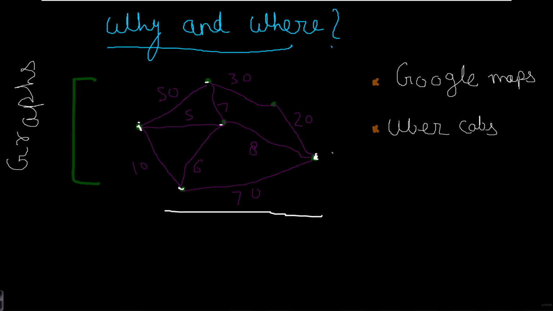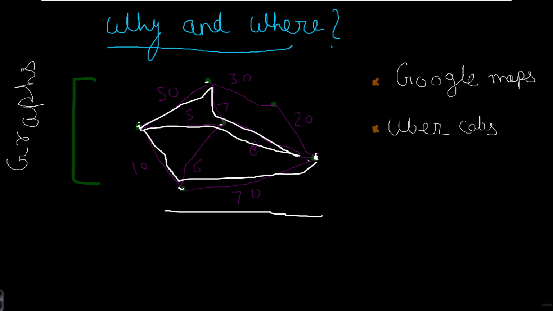And there are a number of ways by which we can reach this point. Like we can reach by this way, we can also reach by traversing through this way, or through this way, but we need to find which path is going to take the least amount of time. So for that we can use the data structure known as the graph, which is very useful in this scenario.